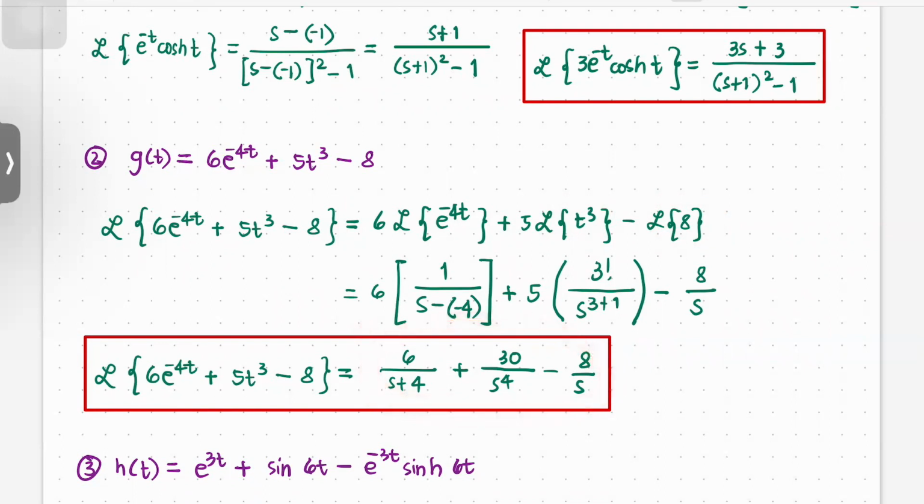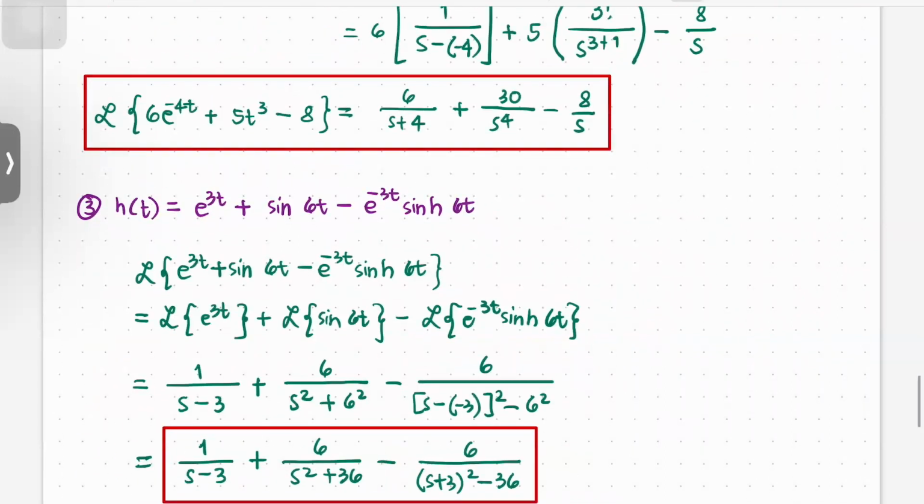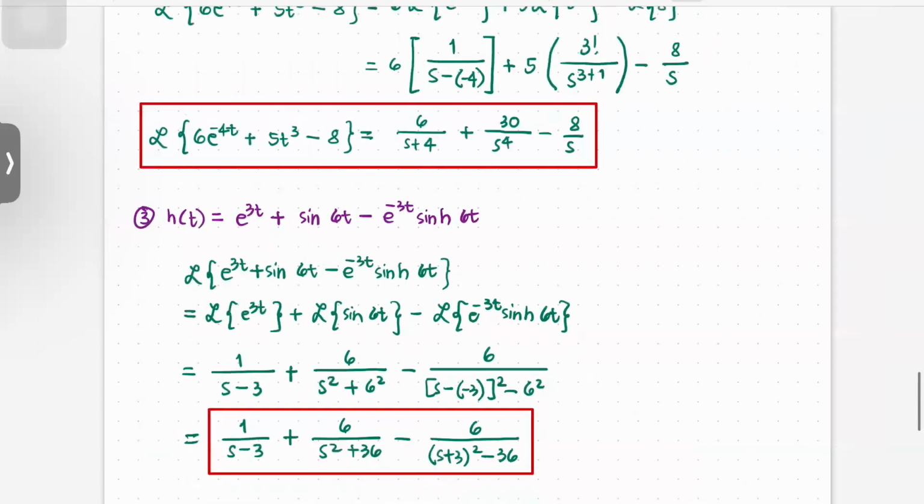Right. And then, number 3 is the one with the exponential part, which is a bit tricky. All you have to do is first get the Laplace transform of hyperbolic sine 6t. That is 6 over s squared minus 6 squared. But because of your exponential function e to the negative 3t, your s is replaced with s minus alpha, or s minus negative 3, that is s plus 3 squared. Okay, and the rest are very easy. So that's pretty much it.